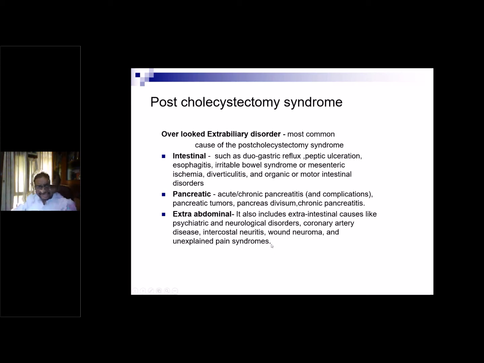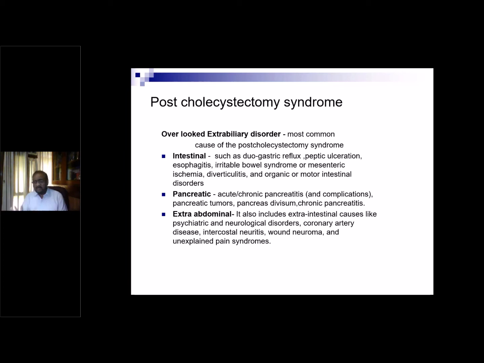You could be having an extra-abdominal cause, for example psychiatric or neurological disorders, coronary artery disease, intercostal neuritis, wound neuroma, unexplained pain syndrome. So it is not only the abdomen we are talking about. In the abdomen, we could be talking about intestinal or pancreatic problems, or extra-abdominal. We could be talking about, number one, thoracic problems. We're talking about the integumental problem, that means the wall, in the form of intercostal neuritis, or a thoracic problem, like for example a coronary problem, or it could well be in the mind of the patient, a psychiatric problem or neurological disorder.